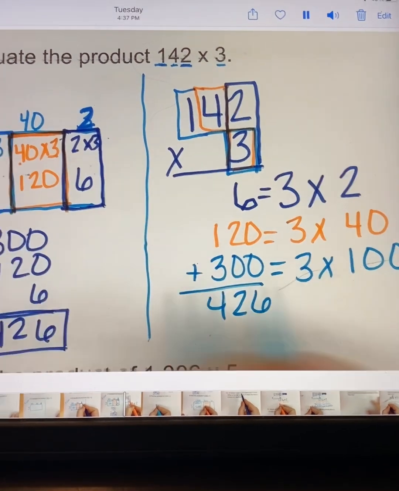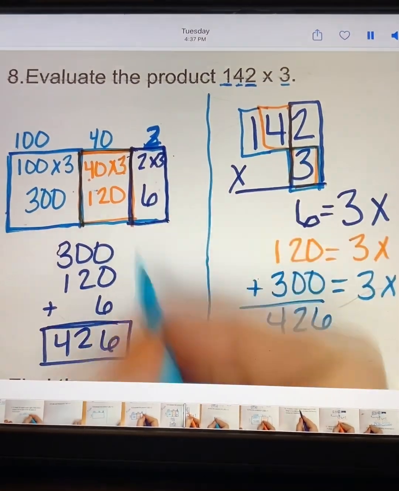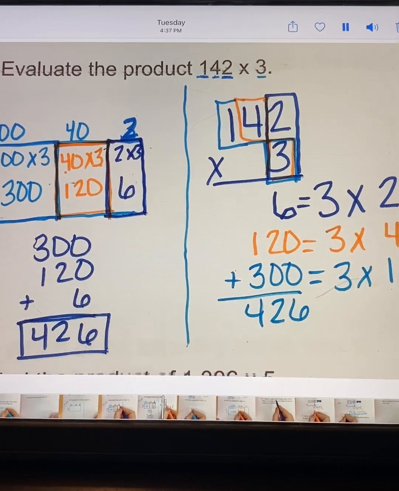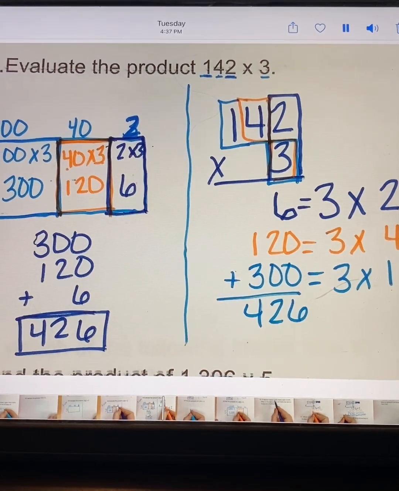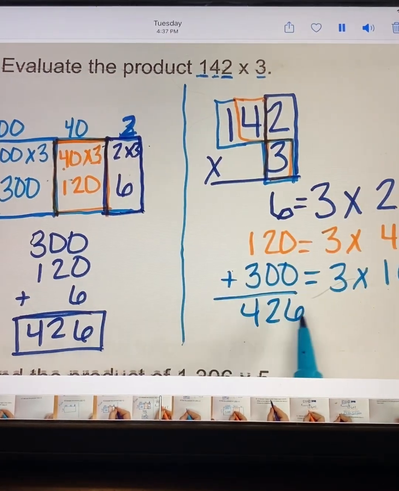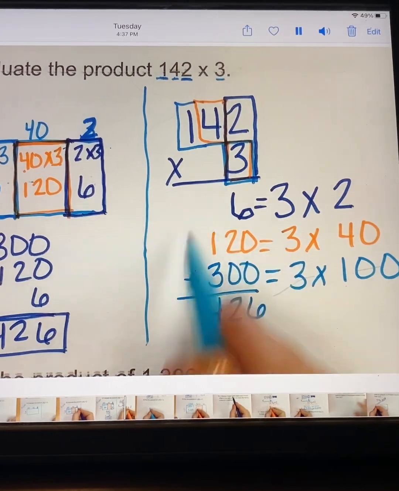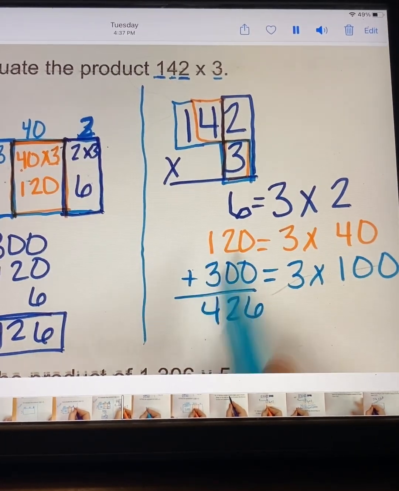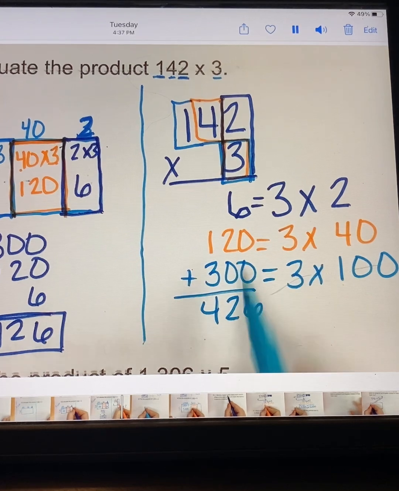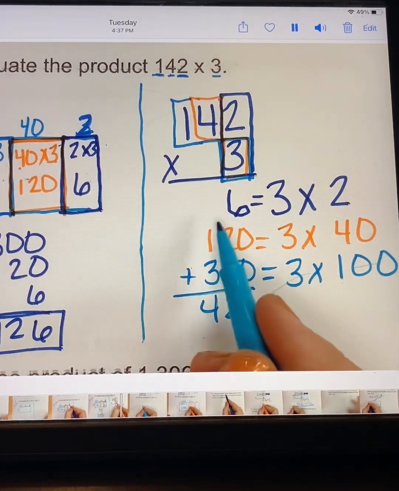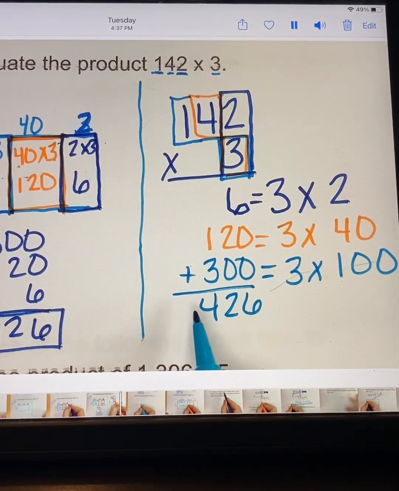Okay, so you can do this either way. Really, whichever way your child prefers, it doesn't matter to me. However they want to solve. Again, this is more like standard algorithm. The only thing that's important you have to watch with this is making sure you're keeping your place values lined up. So your ones place has to stay in line, your tens place, and your hundreds place.